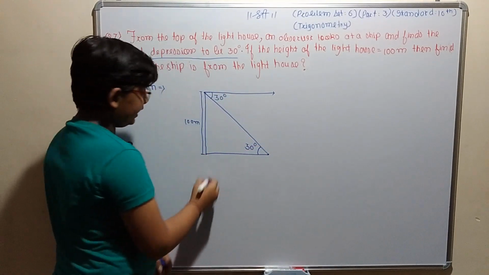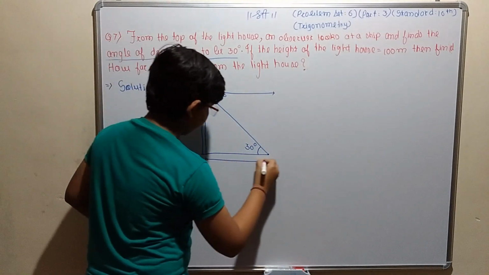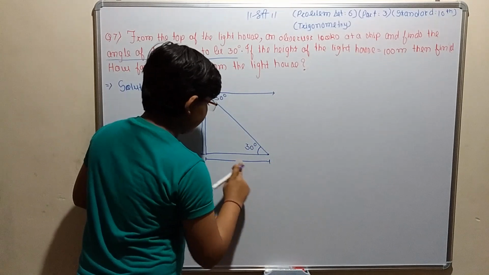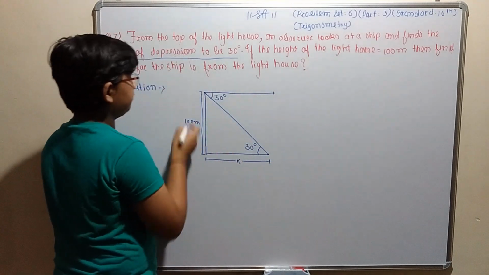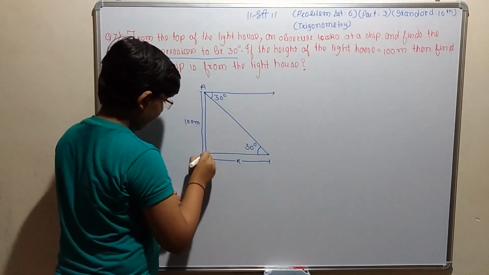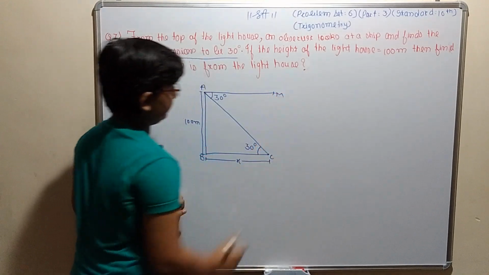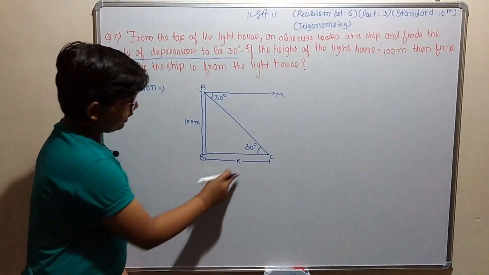And what we have to find is this much distance, the distance between the lighthouse and the ship. Consider it to be x. Now we will give it a name: A, B, C, and consider this line of vision as M. Now this is how the diagram looks, and we have to find x.